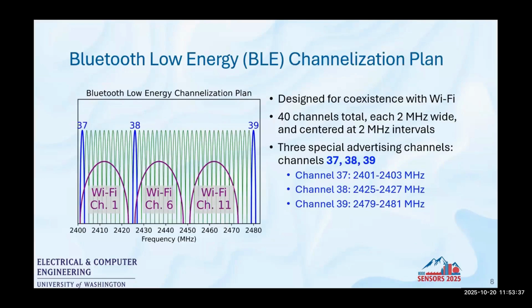So here is a graphical depiction of the Bluetooth Low Energy channelization plan, and this was designed for coexistence with Wi-Fi. I'm not going to make you count all of them here, but I promise there are 40 BLE channels. Each of these channels is 2 megahertz wide, and they're all centered at 2 megahertz intervals apart. Three of these BLE channels are special advertising channels, and these are used for one-way beacon transmissions. Devices employ the advertising channel in an ALOHA manner, transmitting on a randomized low duty cycle basis to mitigate collisions, as Domenico discussed earlier.